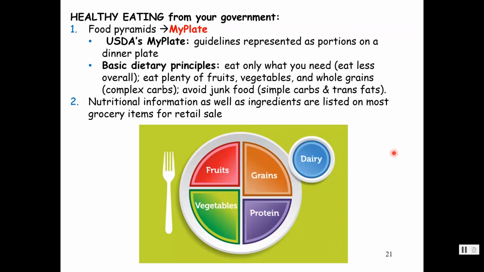Healthy eating from your government. When I was a kid, it was food pyramids, and now we have MyPlate. And so this just kind of guides representative proportions on your dinner plate. And notice there's a whole bunch of vegetables and fruits and grains, and protein is very small. The basic dietary principle is going to be eat only what you need, eat less overall, eat plenty of fruits, vegetables, whole grains. These are going to be complex carbs. We'll define it when we come back in the next lecture. And not simple carbs, and no trans fats, so basically avoiding junk food.